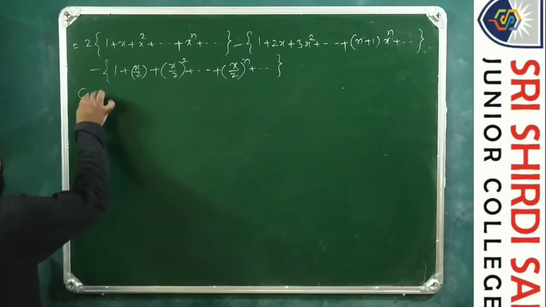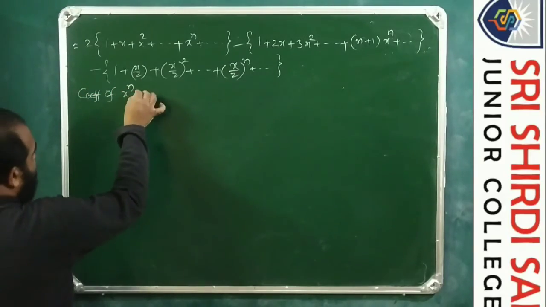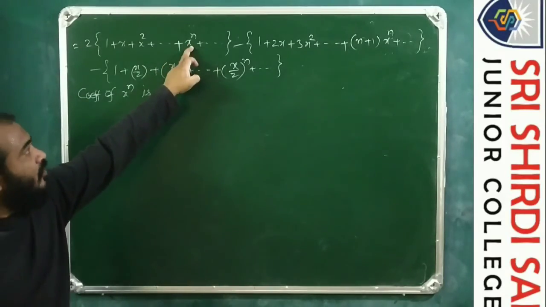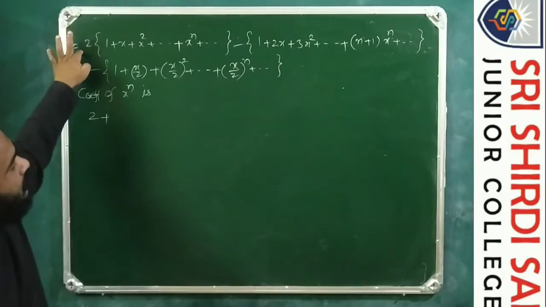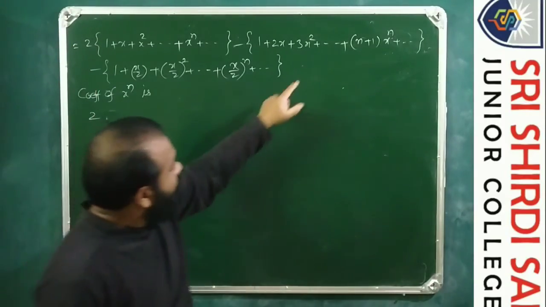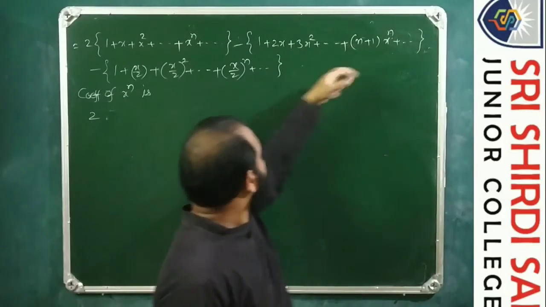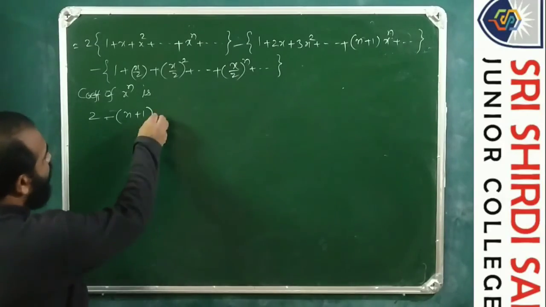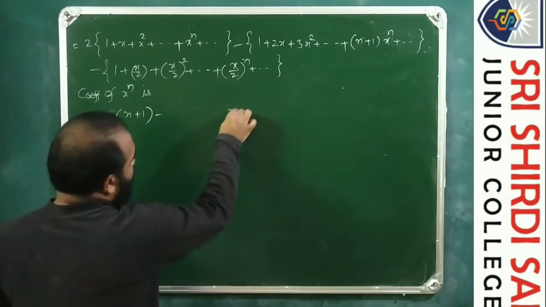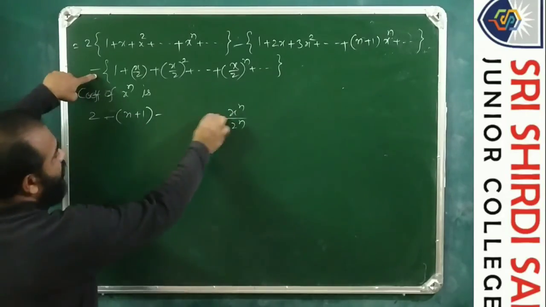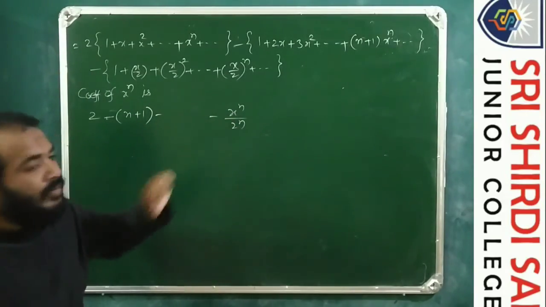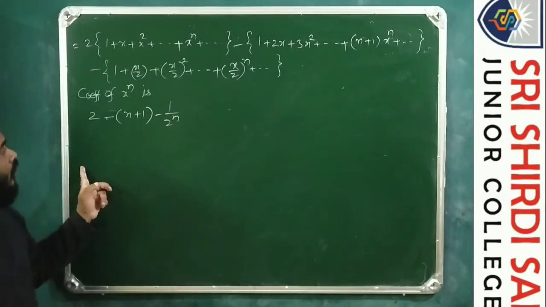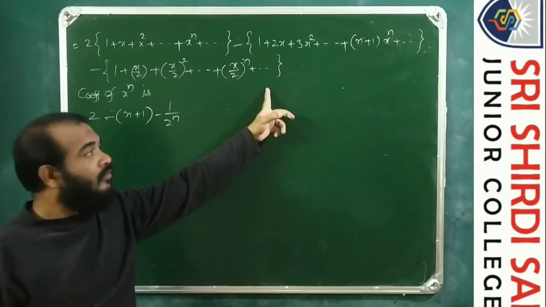Now the coefficient of x power n is, so this is 2 into x power n, so the x power n coefficient is 2 here, plus, here the x power n coefficient is n plus 1 into minus, so minus of (n plus 1), minus. So this is x power n by 2 power n with minus here. So the x power n coefficient is minus 1 by 2 power n. So this is the coefficient of x power n in the given proper fraction.